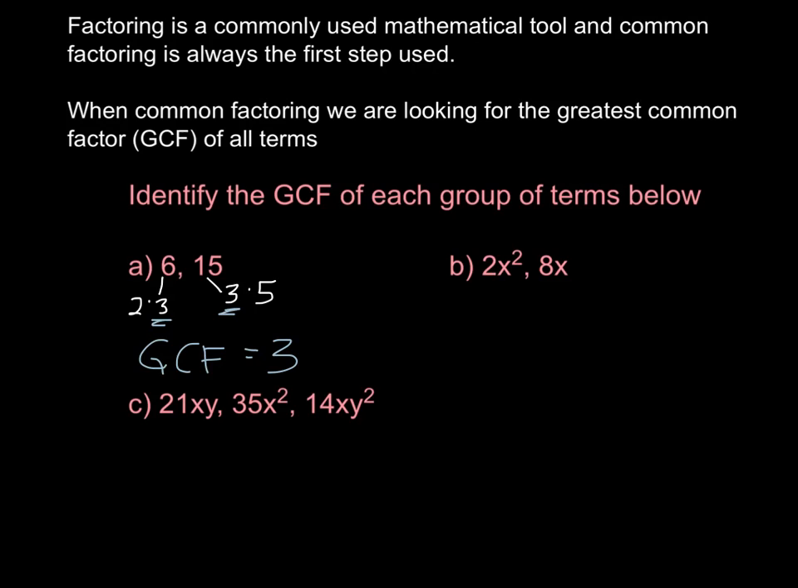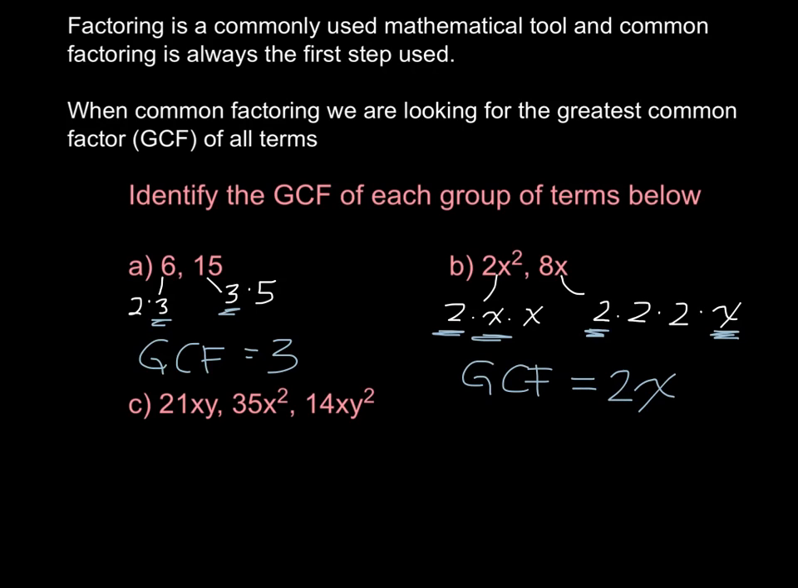Now let's take a look at the next one. This can be written as 2 times x, and the second term can be written as 2 times 2 times 2, in its prime factored form, times x. So we can find that there's a 2 that we can use in both and an x. So our greatest common factor in this case is 2x.